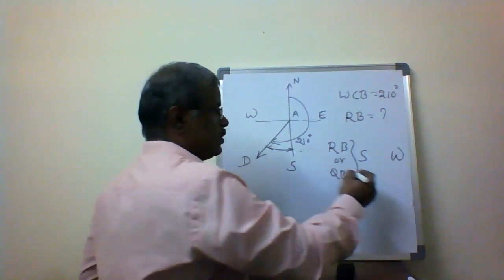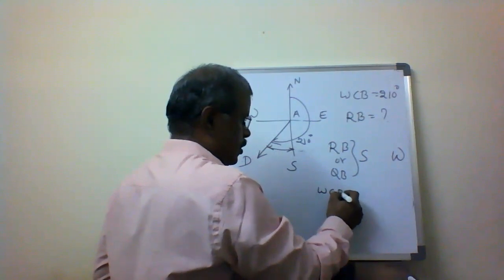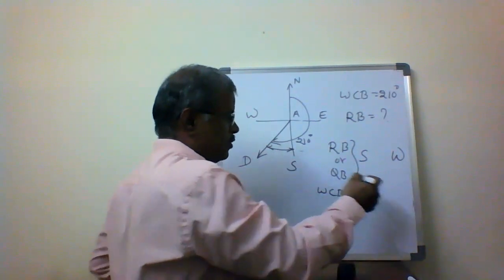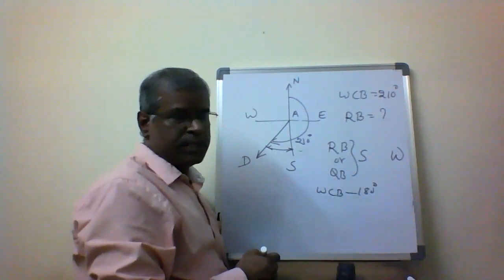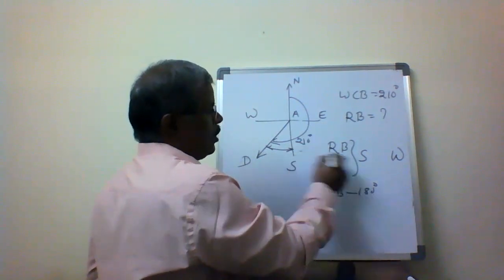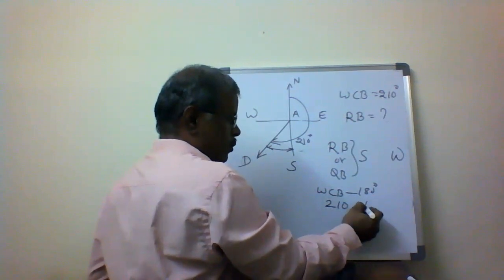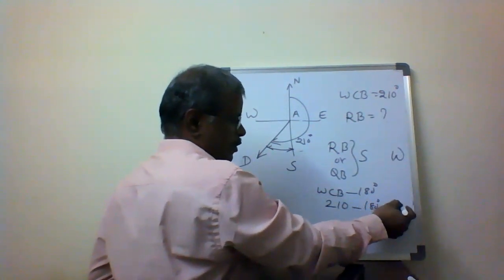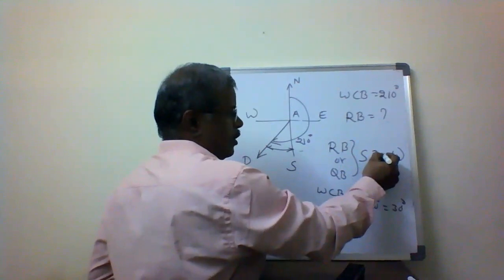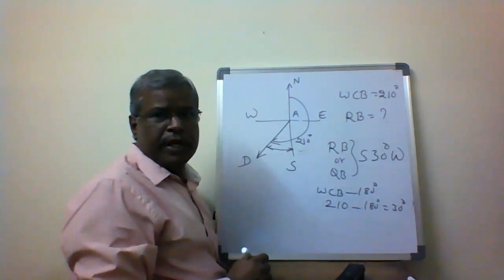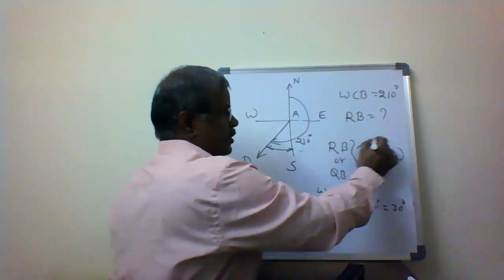Now what I have to do is WCB minus 180 degrees. WCB minus 180 degrees gives the quadrantal bearing system. WCB is 210, so 210 minus 180 equals 30 degrees. So my reduced bearing, or the quadrantal bearing, is south 30 degrees west.